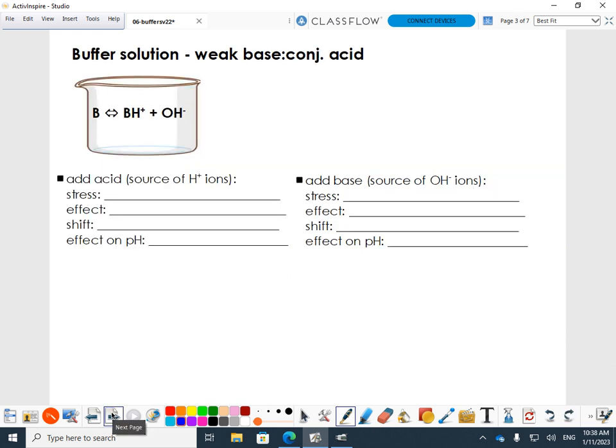Okay, so now we have a buffer, which is a weak base and its conjugate acid. And so all the things that we did yesterday apply: if you're given a Kb, then it's basic; a Ka would be acidic. I left the water out, but you can add it in there to figure out the shift if that helps.